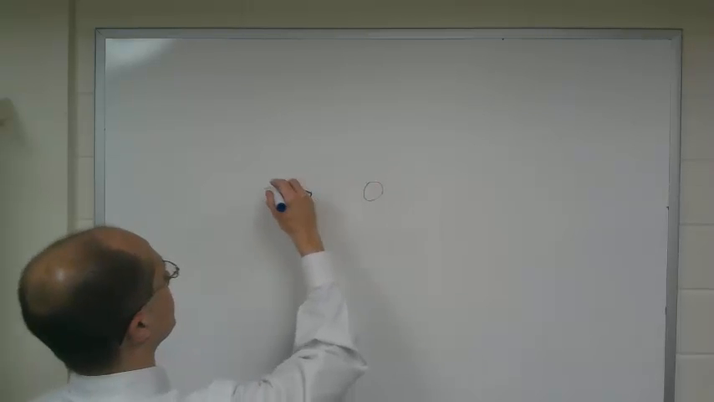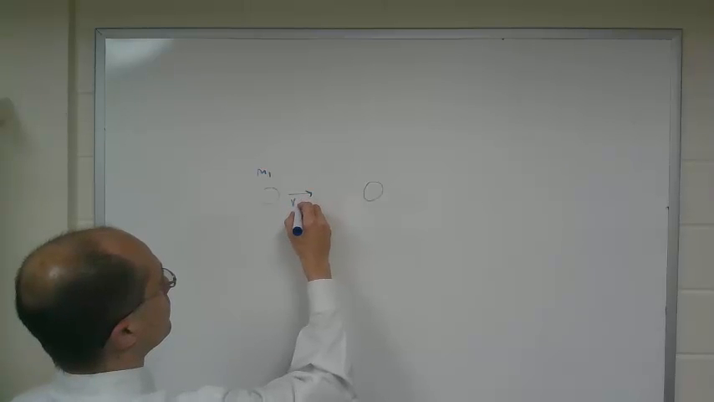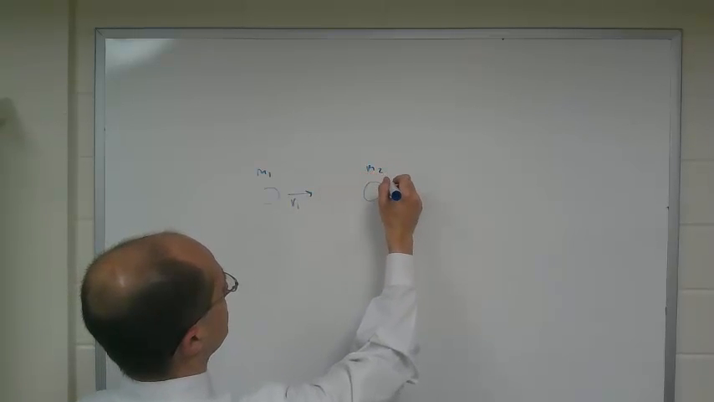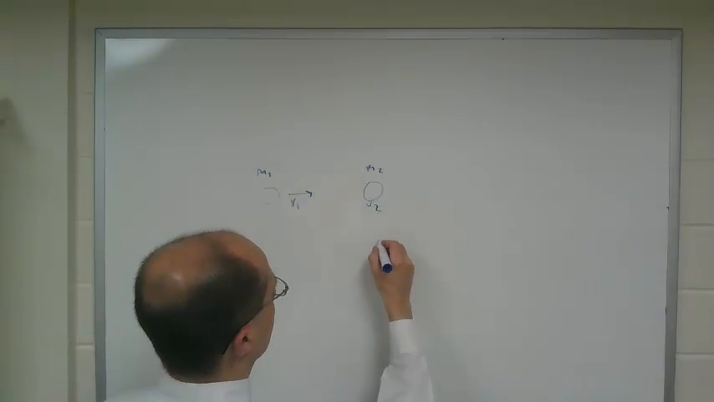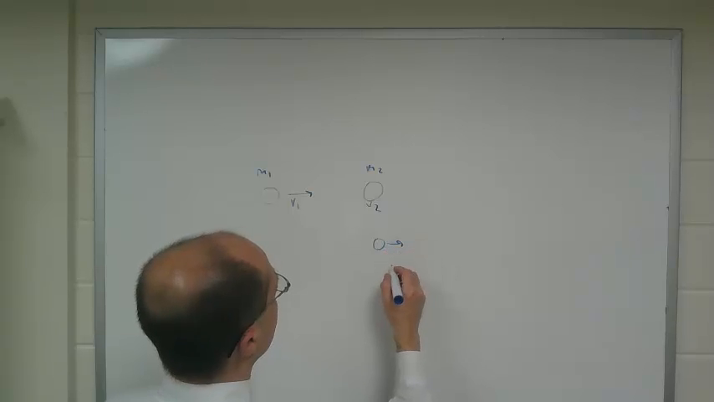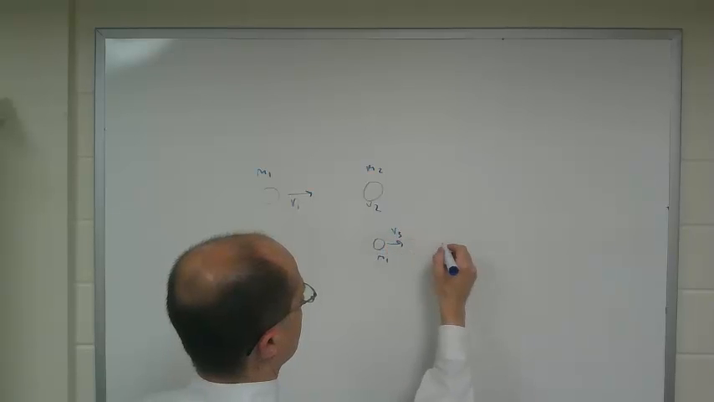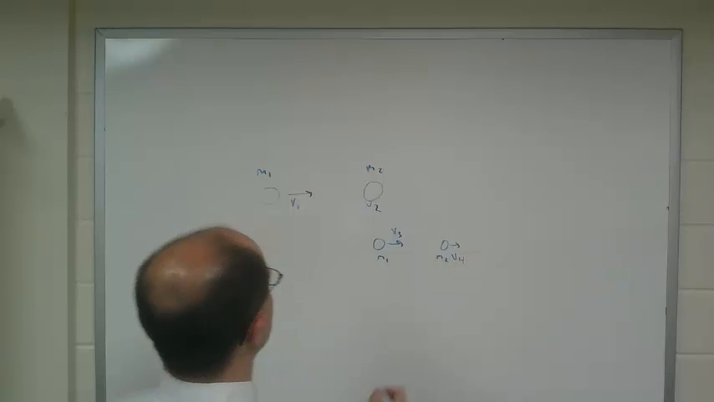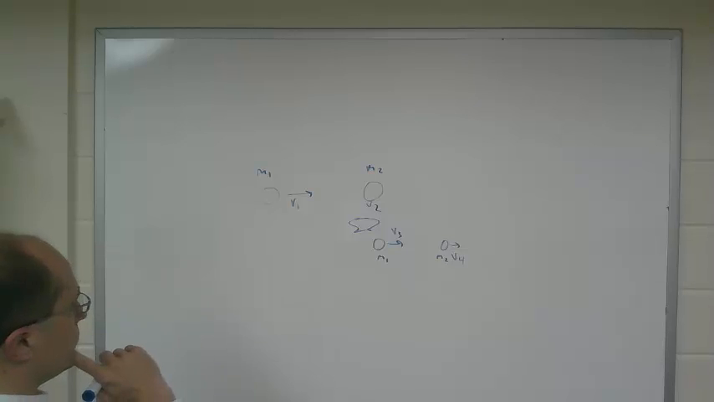Elastic collision. So in our elastic collision, we'll have M1 moving with some V initial, or V1, and then that's going to strike a stationary mass 2, and we'll call this V2. Now after the collision, M1 will continue moving, and we'll call that V3, and now mass 2 will be moving, we'll call that V4. And so our collision occurs, and then they move.